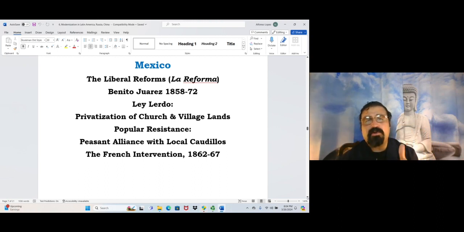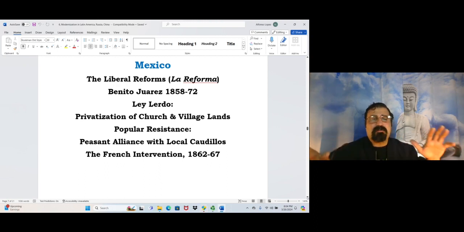So he introduces a piece of legislation known as Ley Lerdo, for example, to privatize the church lands, which included village land holdings as well, which the peasants, the indigenous peasants, control. So this is going to elicit, of course, popular resistance as well.